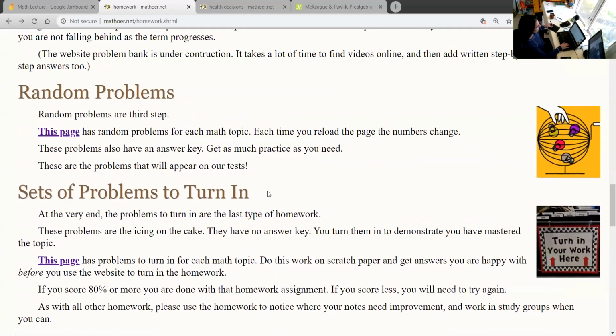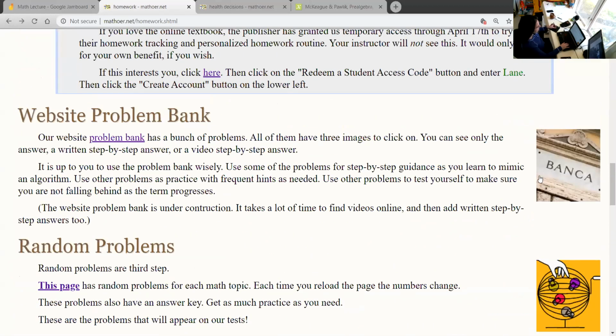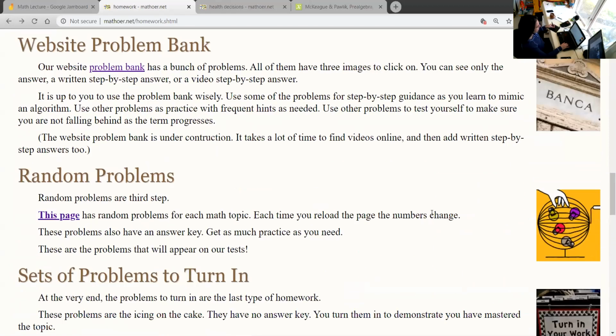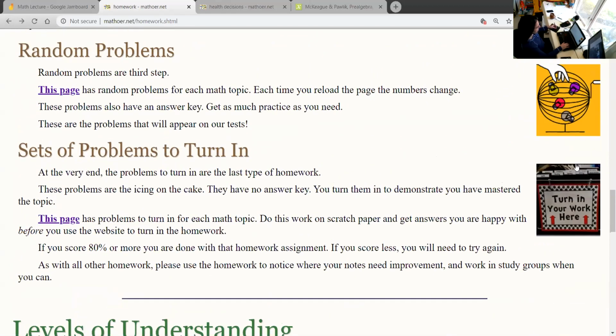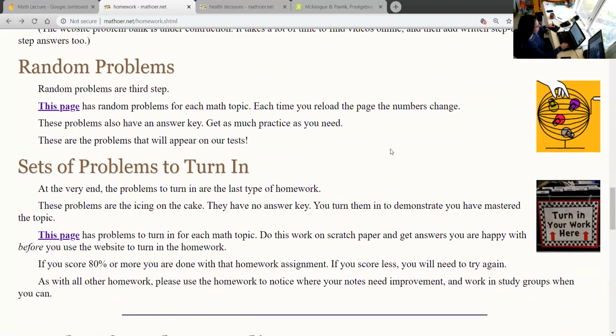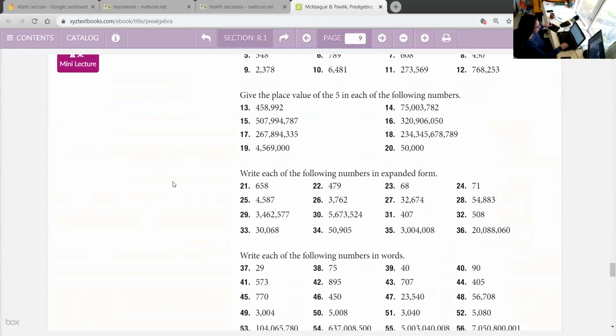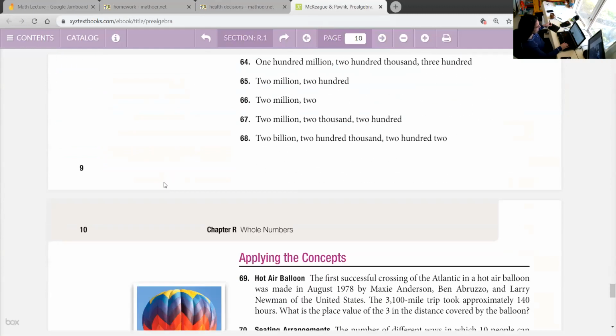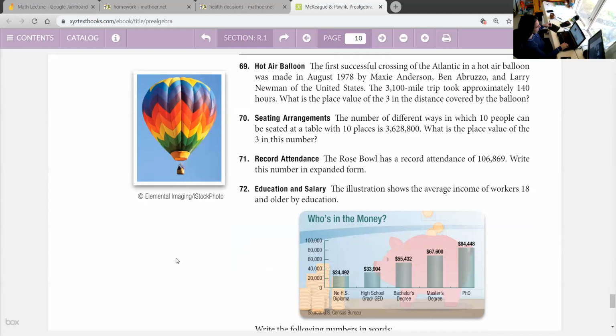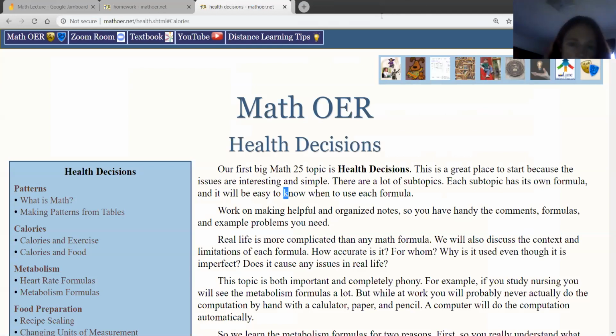I think I said this at the very beginning of the hour, that I'm happy to record some videos for the problem bank, but right now there aren't any for Math 25. So focus on the random problems and the ones to turn in after you've looked at your notes. Okay, anyone want any place value problems while this is open? No, I pretty much got everything except for maybe 1 or 2 problems, but other than that.